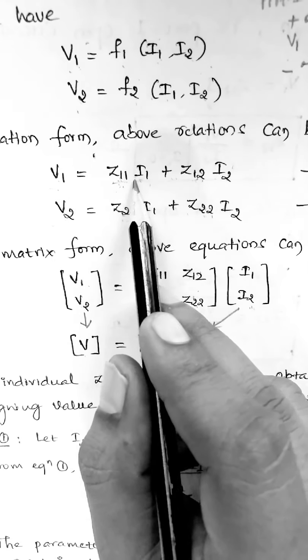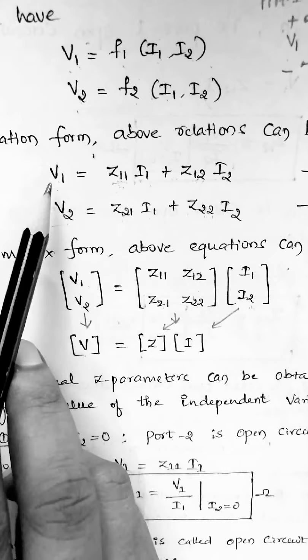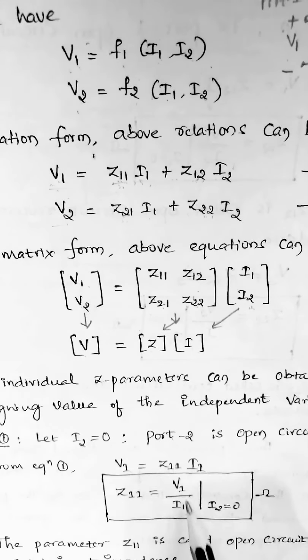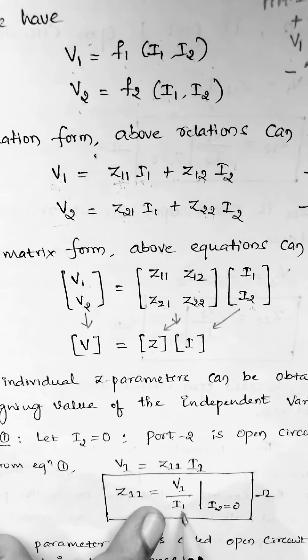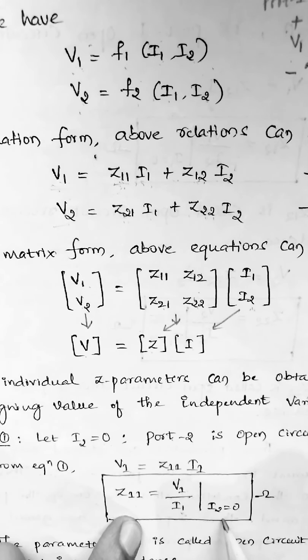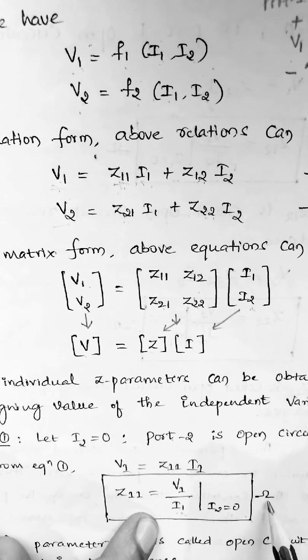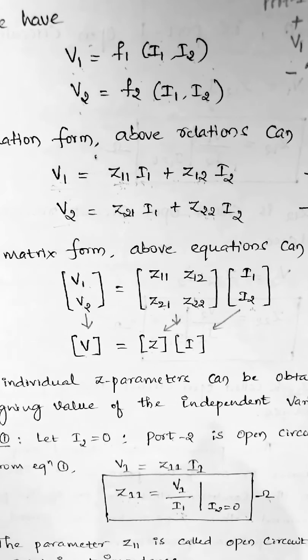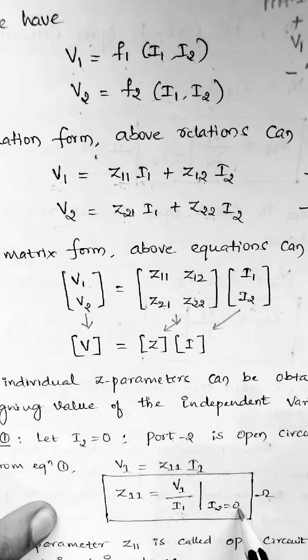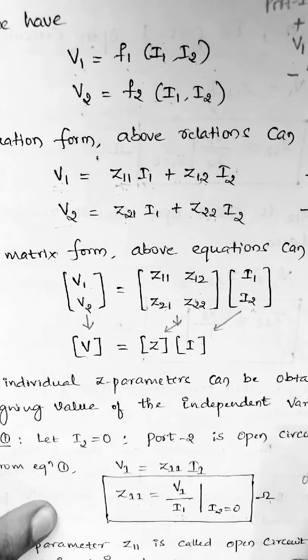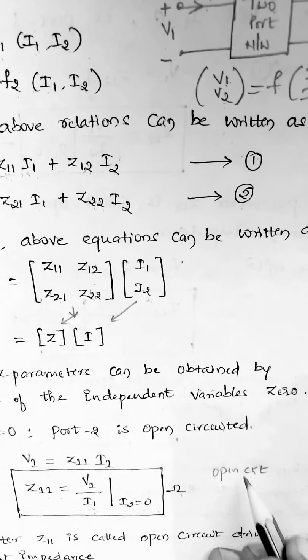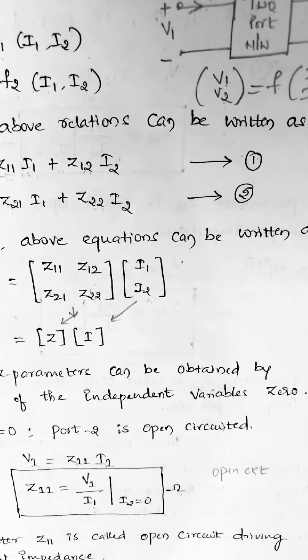So what happens in equation 1? Z11 equal to V1 divided by I1, if and only if I2 is 0. V by I is called an impedance. The SI unit of that is ohm. V by I equal to R, that is ohm. Z11 equal to V1 by I1. This is the Z11 parameter, which we get when we make I2 equal to 0, meaning open circuit. V1 by I1 is impedance.